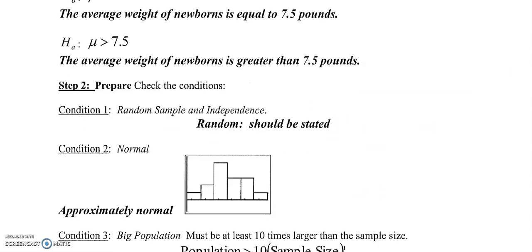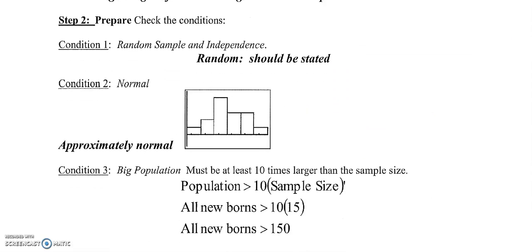Next, we're going to check our conditions, and there are 3 conditions. This will be a t-test because we're dealing with numbers and we have one group of data. Condition 1, random, is stated in the problem. Condition 2 is normal, so we can make a histogram to see if the data is about normal. Remember, if we're doing a t-test and you have more than 30 samples, then you're fine. We have under 30, so we have to check if it's normal, and it's about normal.